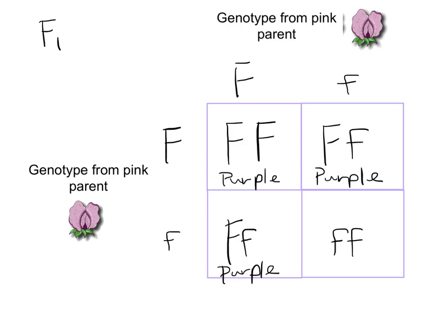Bottom right, we have a homozygous recessive genotype. They have both the alleles for white flowers. So this phenotype would be white.